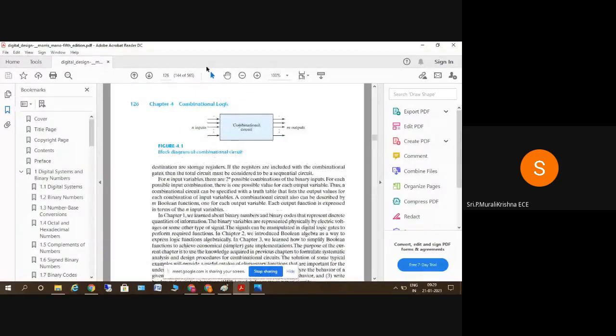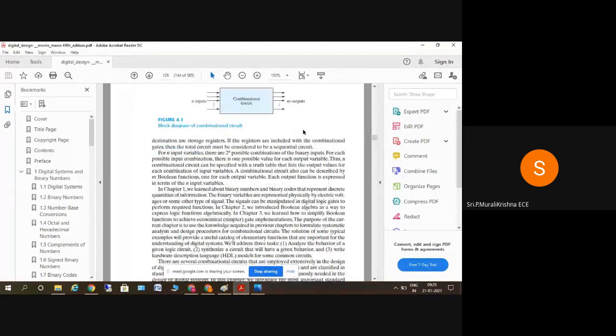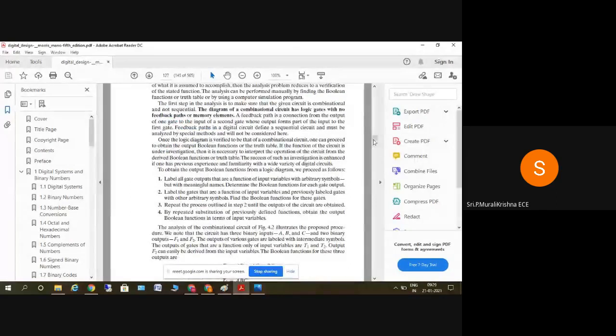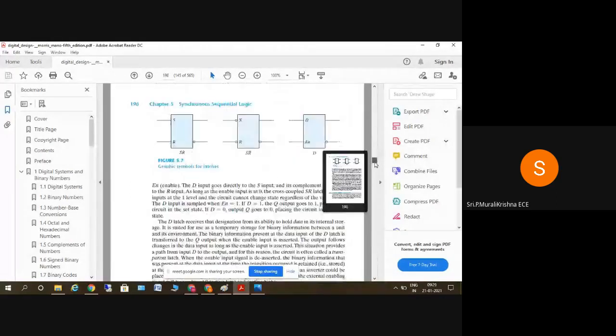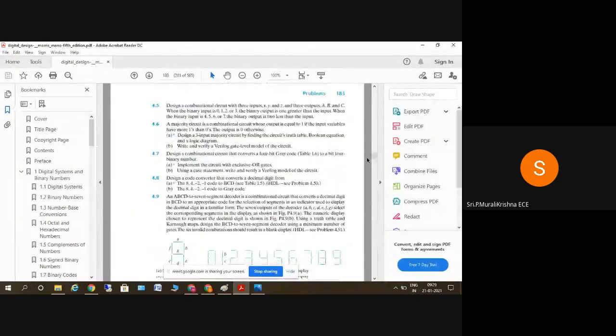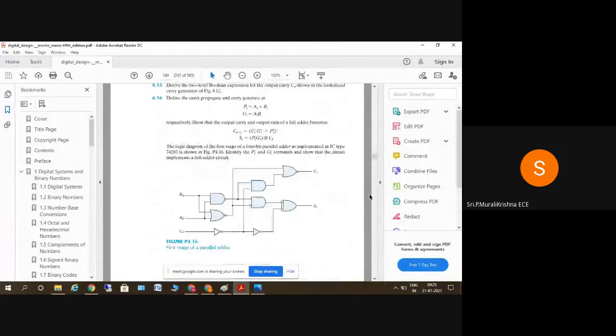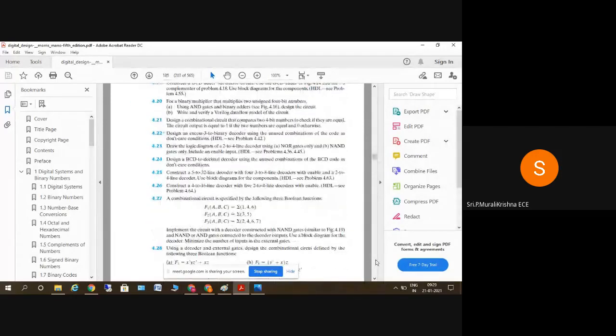So this will be a combination circuit. We can see the circuits here. The combination circuit will be given the inputs and we'll take the outputs. Inputs will be given to the combination circuit and we'll get the outputs here. Whereas in case of sequential circuit, what we'll get here is that it will be included with the memory. The memory will be included in the case of the sequential circuits.